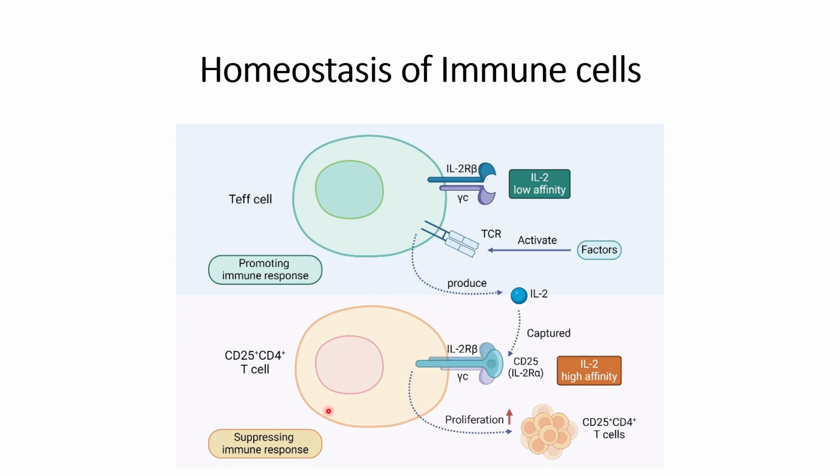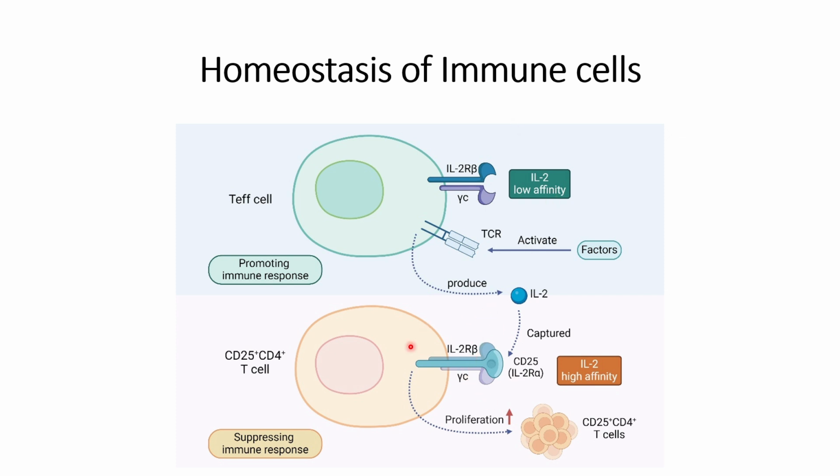The difference between these regulatory T cells, apart from the cell surface receptors, is that the IL-2 receptors expressed on these regulatory T cells have high affinity towards IL-2 compared to the effector T cells. So one way that it will suppress the further activation of the T cells is that the IL-2 secreted by the effector T cells will be captured by these regulatory T cells. Thereby, the amount of free IL-2 present within the system will be reduced, and this will reduce the activation rate of the T cells.